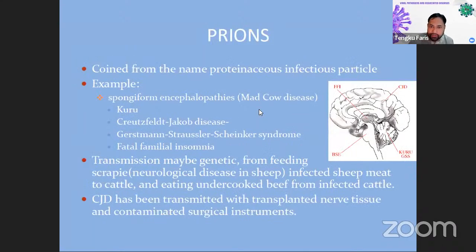Prions is an acronym for proteinaceous infectious particles. The diseases under prions are called mad cow disease, Creutzfeldt-Jakob, Gerstmann-Straussler-Scheinker, and fatal familial insomnia. These are all prions. They can be caused by genetic factors, or from feeding scrapie, which is a neurological disease in sheep, infected sheep meat to cattle, and eating undercooked beef from infected cattle.